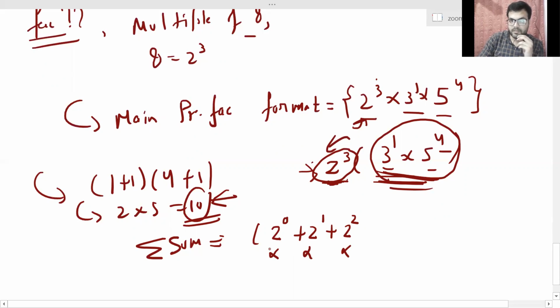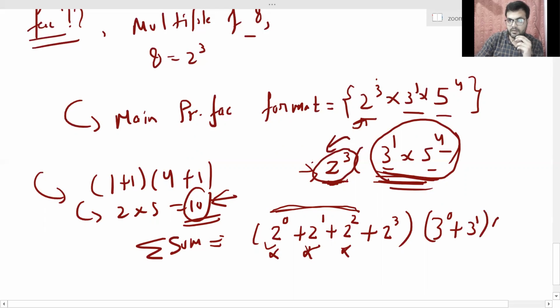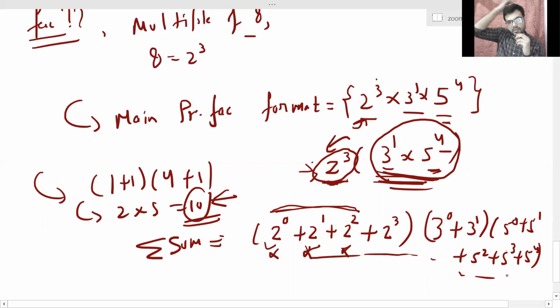So we will not be starting with either 2 raised to the power 0 or 2 raised to the power 1 or 2 raised to the power 2. So we'll take only 2 cube here. In the second bracket, as you have not taken any 3 out, for 3 you will be starting as usual with power 0, 3 power 0 plus 3 power 1, and for 5 also as usual, 5 to the power 0 plus 5 to the power 1 plus 5 to the power 2 plus 5 to the power 3 plus 5 to the power 4. Fine. So if you multiply all these brackets, you will get the sum of all the factors.